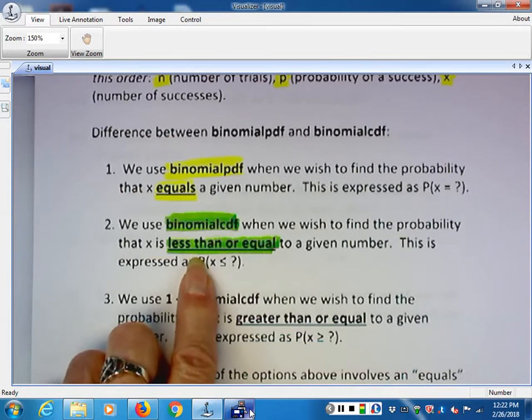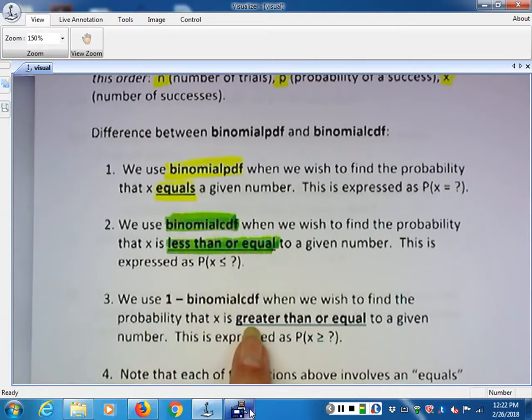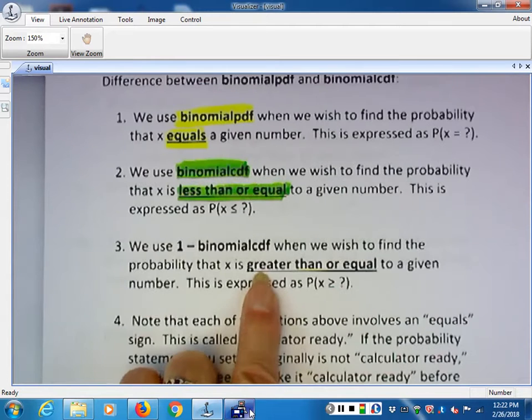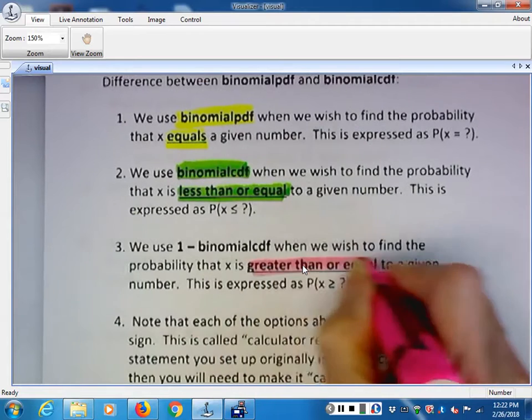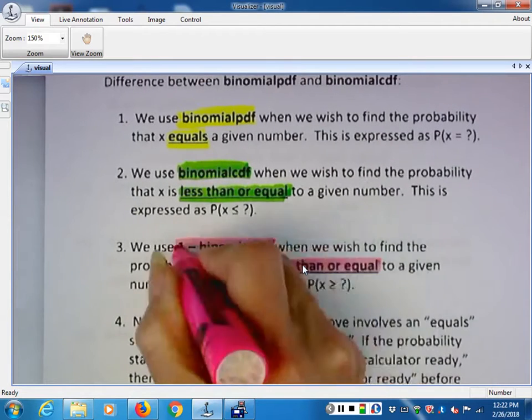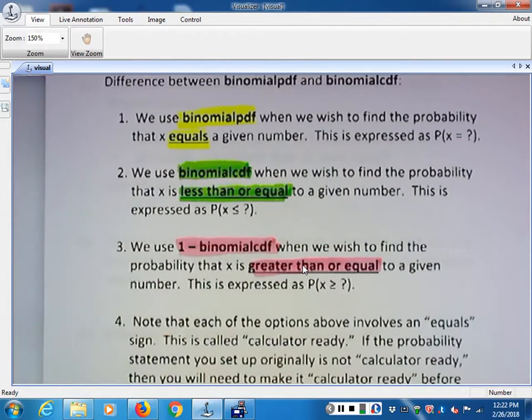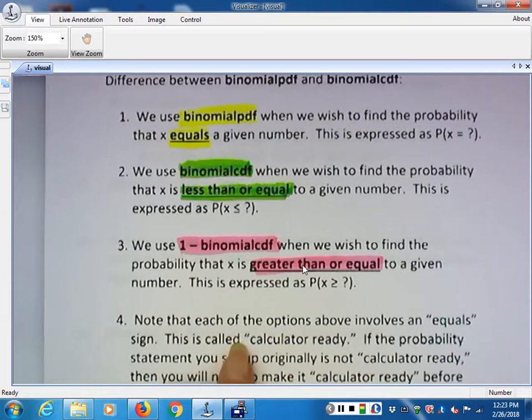If you don't want the probability that X is less than or equal to the number, and you actually, in fact, want the probability that it's greater than or equal to the number, then you use 1 minus binomial CDF. And you're going to have to get those 3 things straight in your head. And the only way to do that is to practice.